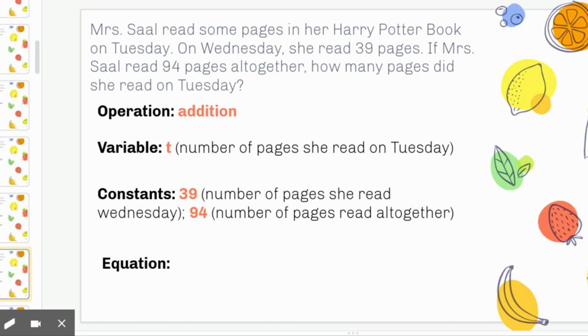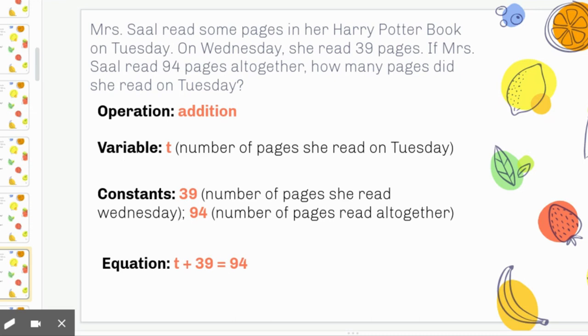The last step in writing any equation is to actually take the variable and the constants and the operation we decided on and write our equation. So like we said, we're using addition. Our variable is t, which is the number she read on Tuesday. Our constants are 39 and 94. So when we write the equation, we're going to take t, we're going to add 39 to it, and that equals 94.